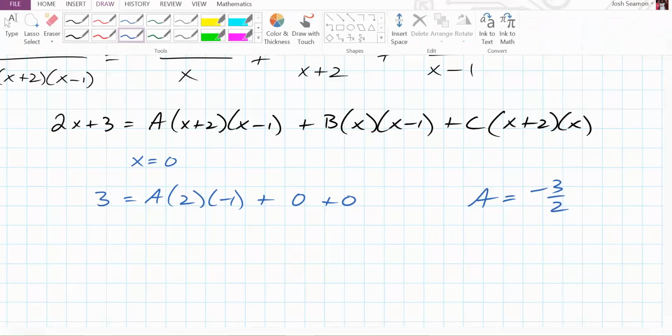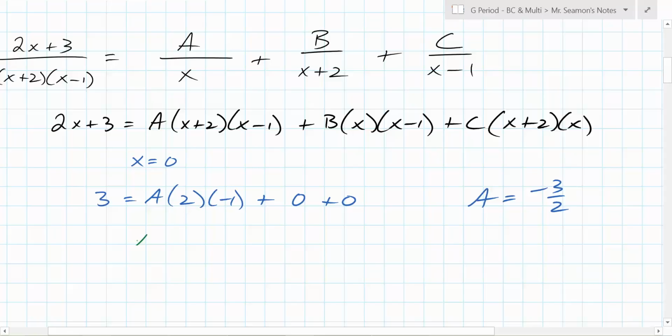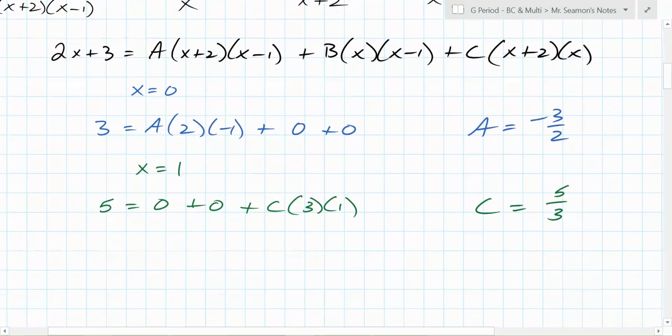So there are 2 other magic numbers. There better be. x equals what? 1. If I do x equals 1, you end up with 5 is equal to 0 plus C times 3 times 1. So what does C equal? 5 over 3. And then what's the last magic number we can use?